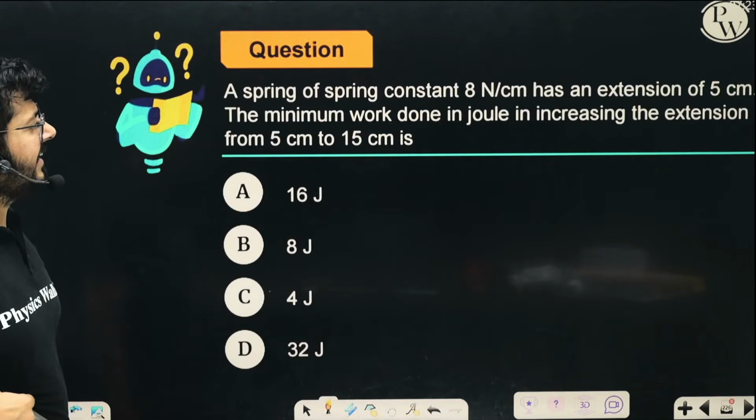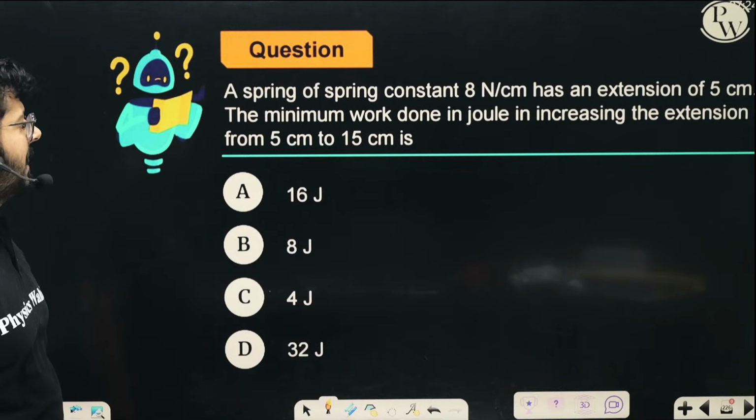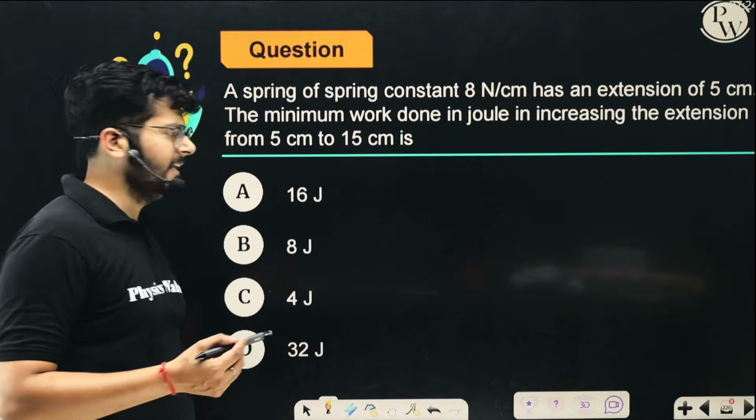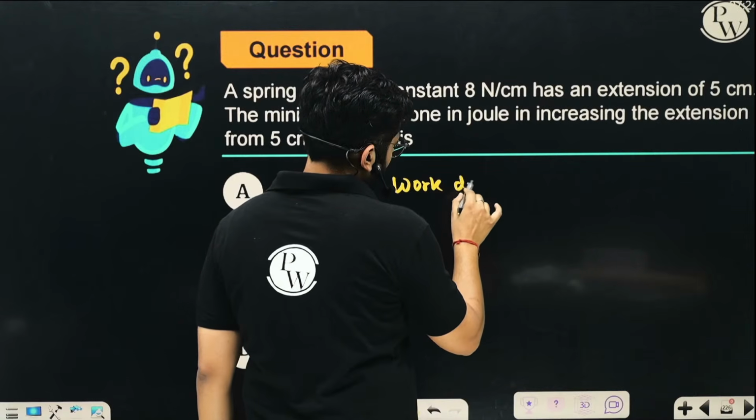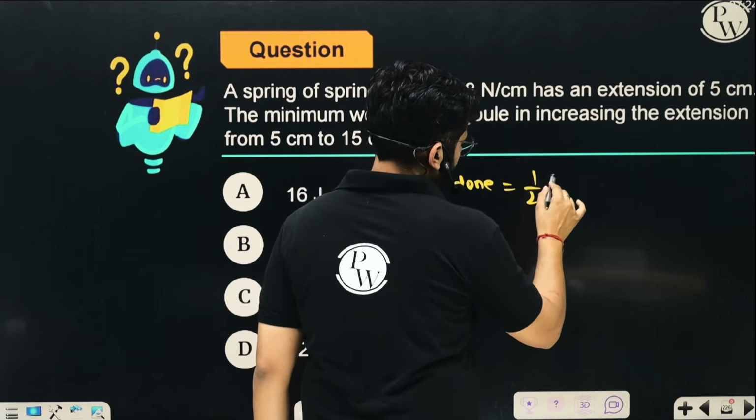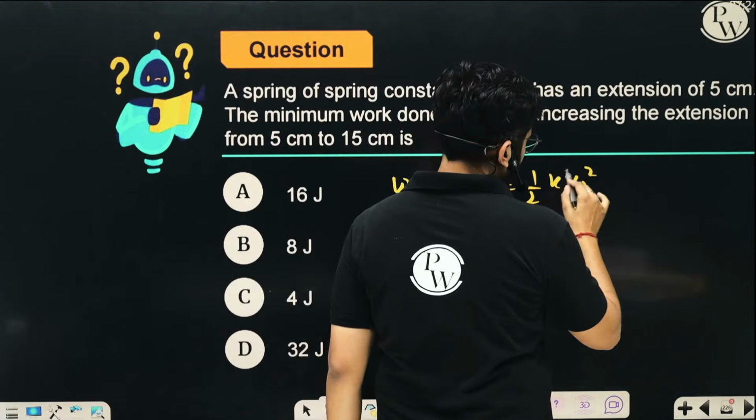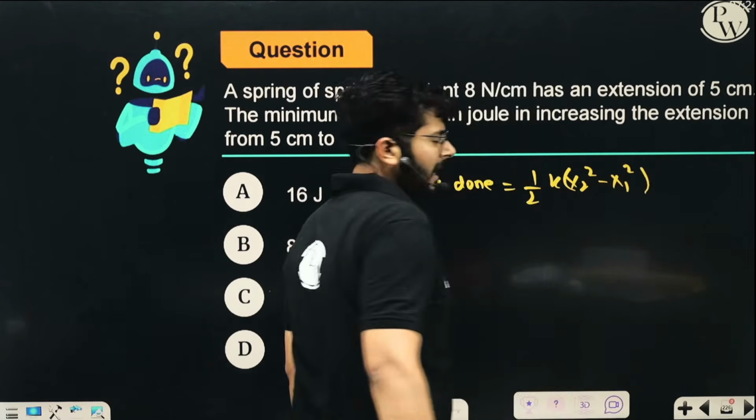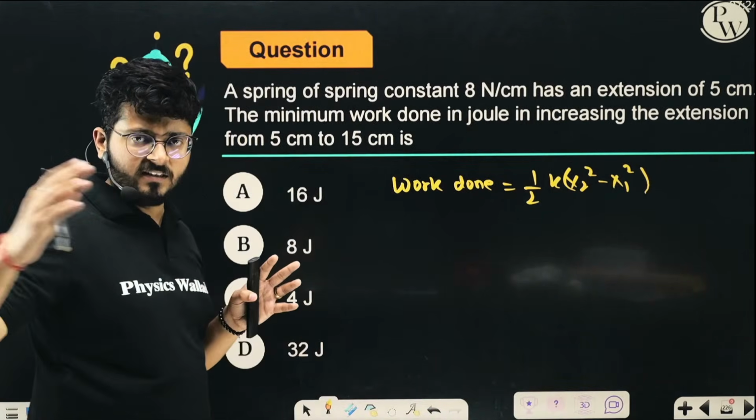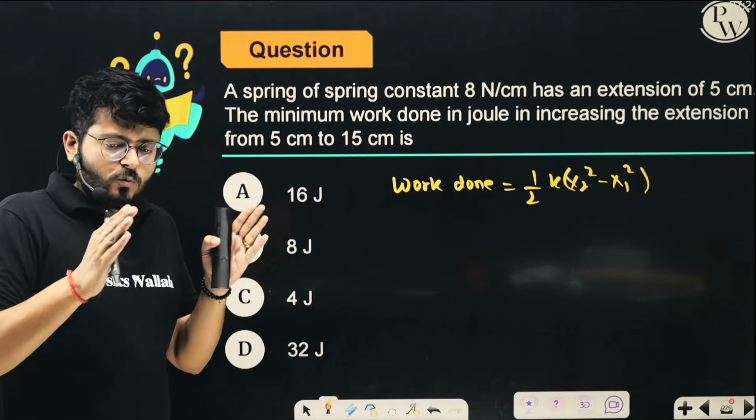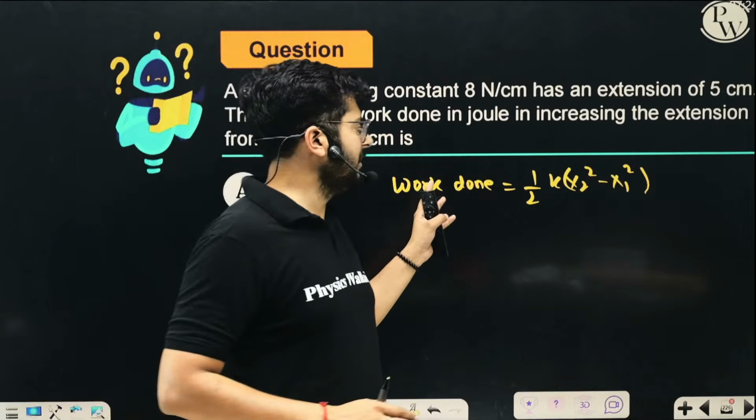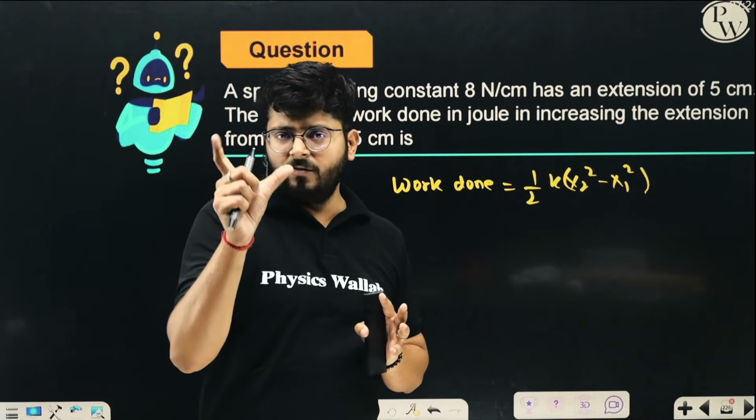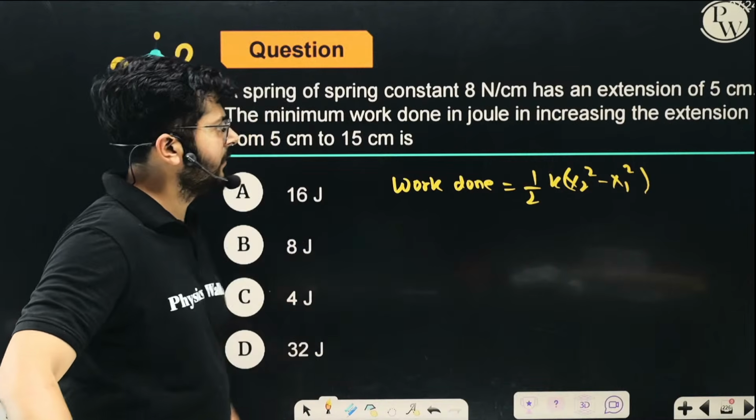The spring constant is 8, has an extension of 5. The minimum work done in Joule in increasing the extension from 5 to 15. So basically, we can say the work done is half k, x2 square minus x1 square. Yes or no? Half k x2 square is the energy stored after the extension of x2. k x1 square is the energy stored when you extend it till x1. When you subtract these, you have the difference of energy. So whatever difference of energy is there, that is equal to the work done, right?